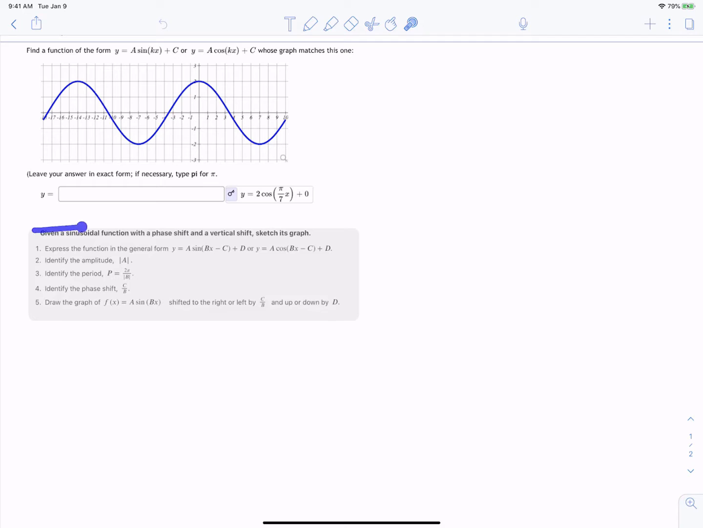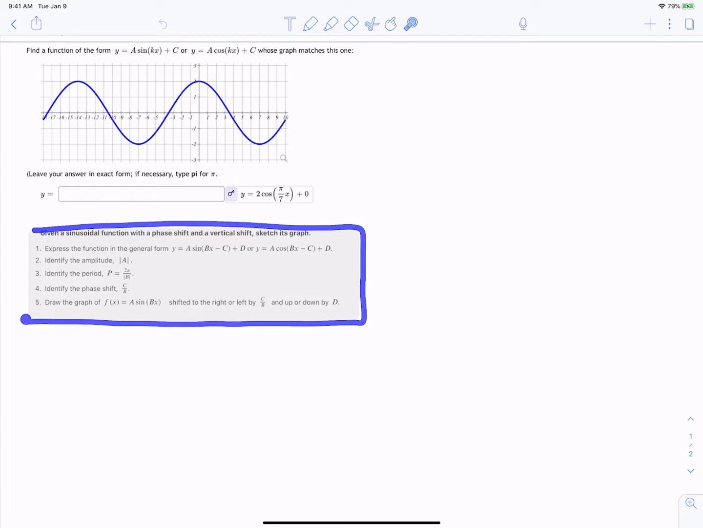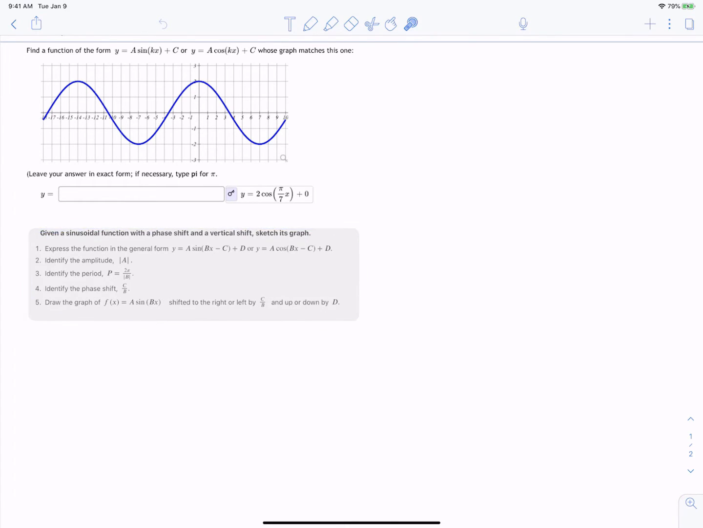Okay, and down below here, I went ahead and copy and pasted from the book all the properties of the trigonometric functions, sine and cosine. Okay, so where do we start? Well, I think the first thing we want to do is actually choose sine or cosine, because we could choose either, right?